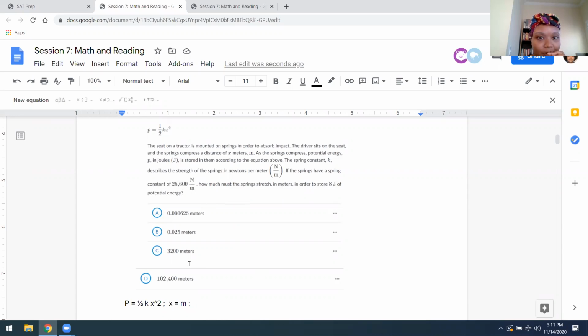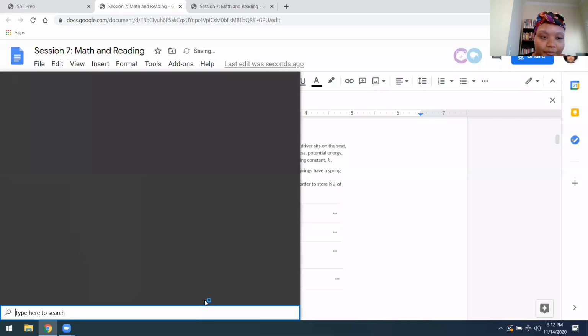You don't have to understand necessarily what really is going on here. This is physics, like kinetic energy and stuff like that. What you have to do is realize what variables they're giving you, what they're asking for, and figure out the variable that's missing. So we see P here, P in joules. P is potential energy.